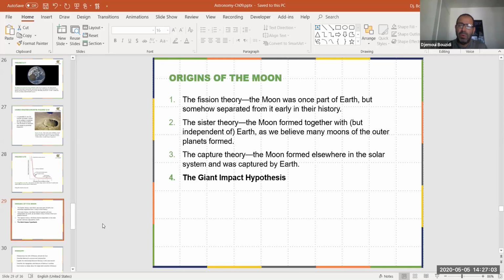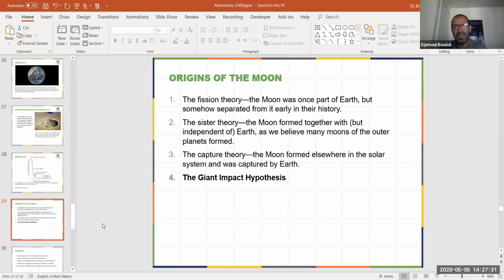But there were also some problems with this theory, for example the density and the lack of minerals and things like that. The sister theory states that maybe the moon and the Earth were formed together as two planets, but because the Earth is much bigger than the moon, the other planet, namely the moon now, was forced to spin around the Earth. So that's another hypothesis that was going on.